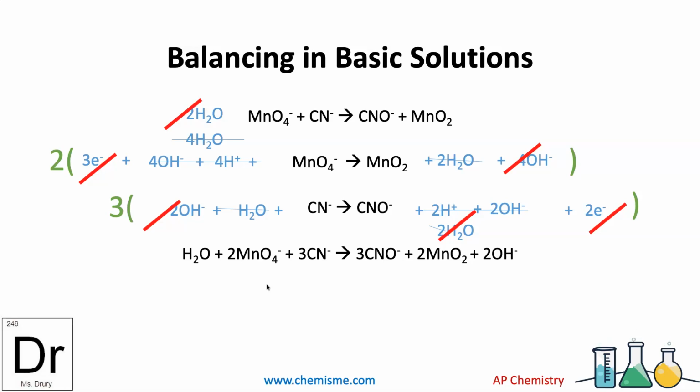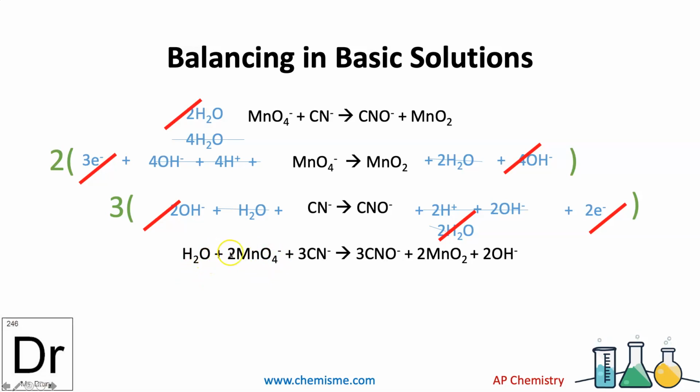So at the end of the day, you should have 2 MnO4s, we multiplied by 2, 3 cyanides, remember we multiplied by 3, 3 CNOs, which we multiplied. See, some people would miss that one if you're not checking it. 2 MnO4s, we multiplied by 2. Only 2 hydroxides on the right when some of them canceled out, and a water on the left. And if you double check, that means that for each H on the left, you should have an H on the right, 2 H's, 2 H's.